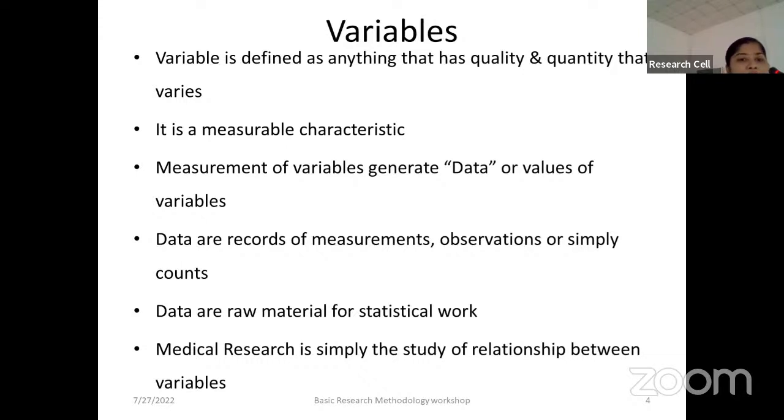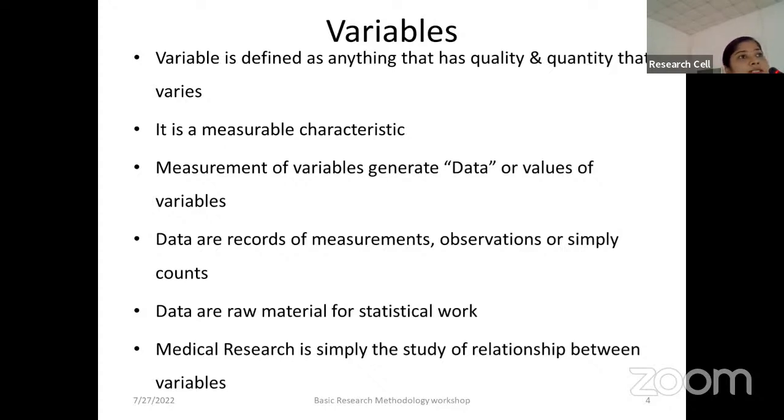So these measurements of variables generate data or values for the variables, or going the other way around, the data are records. What are these data? These are records of measurements, observations, or simply certain counts. We count something, we count the weight, we count the hemoglobin level, etc. Now these data are the raw material for statistical work. So this is the outcome.